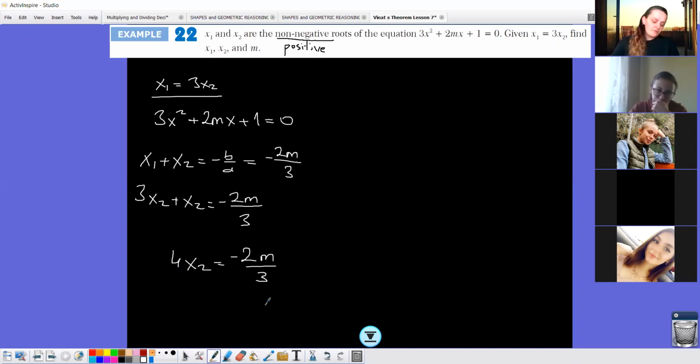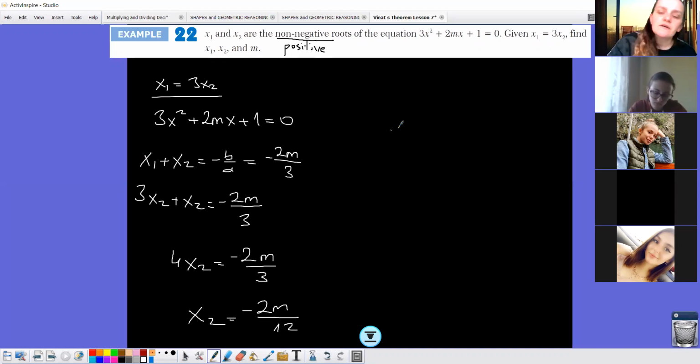If I divide by 4, what will I get? x2 is equal to minus 2m over, when I bring 4 down, it will be 12. Yes? Now from the sum of the roots, I'm getting two unknowns. x2, I don't know, m, I don't know.